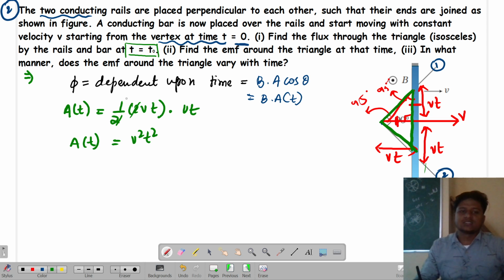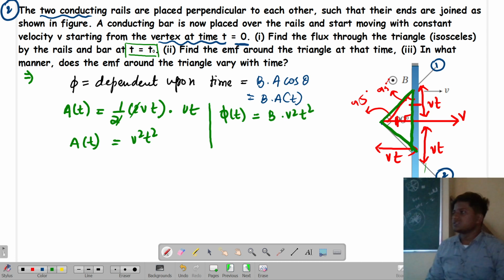Look over here. If velocity is 0, how much will be the area? 0. So therefore, did you get the flux with respect to time t? How much is that? B into Vs square Ts square. How much is the flux with respect to time t? B into Vs square Ts square. Right or not? Yes or no?